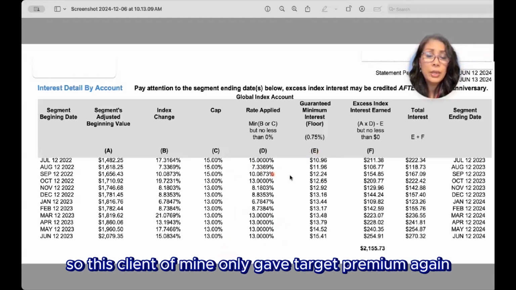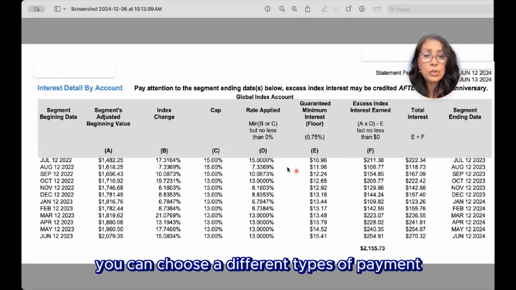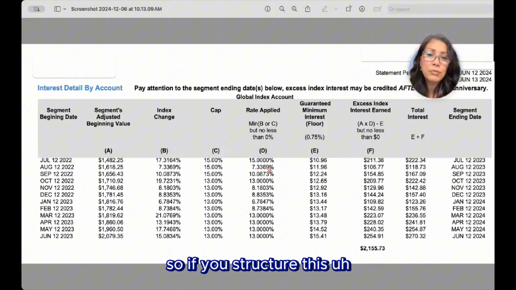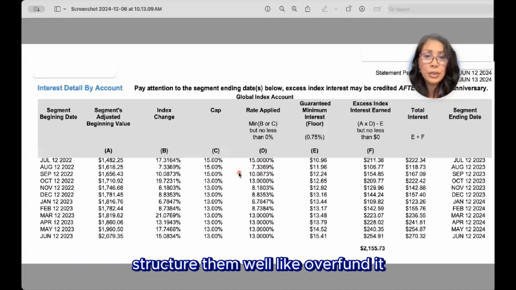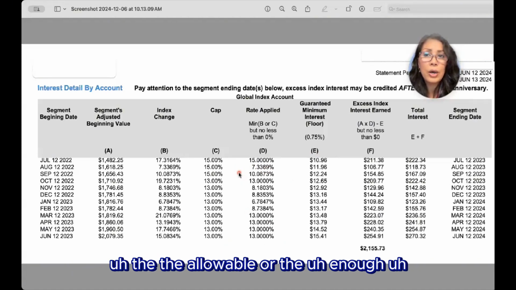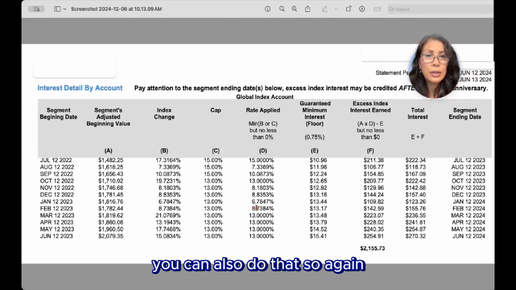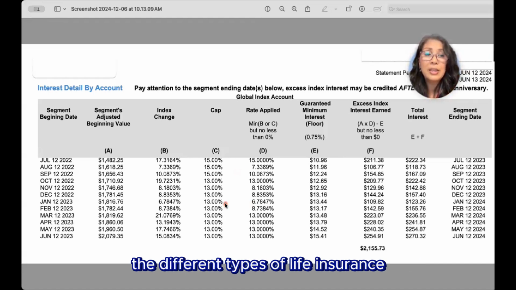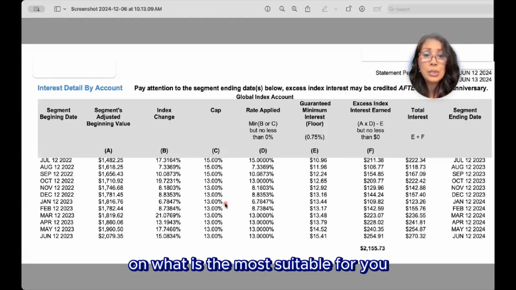Okay, so this client of mine only paid the target premium. Once again, with index universal life, you can choose different types of payment. You can do target, you can do minimum, and you can overfund. Okay, so if you structure the premiums in your index universal life well, like overfund it, add more, and then just get the allowable or the enough death benefit so that your growth is going to be maximum, you can also do that. So again, you've got to talk to a licensed financial professional who is really an expert in the different types of life insurance, not just the index universal life. Okay, so they can advise you on what is the most suitable for you.